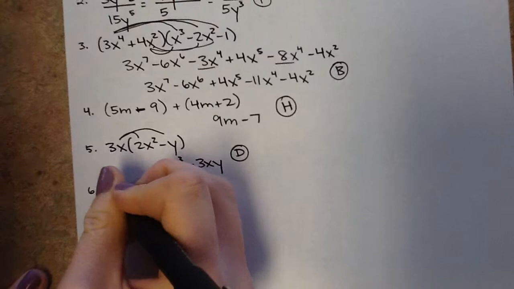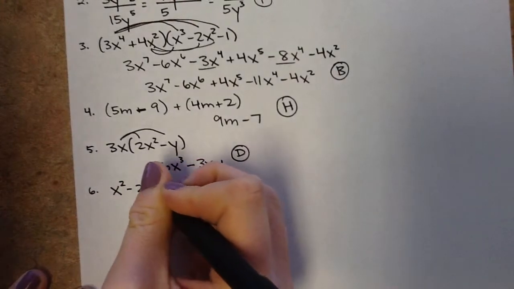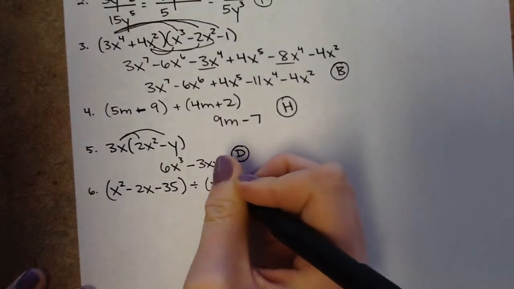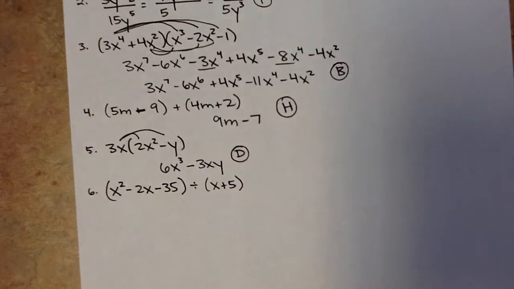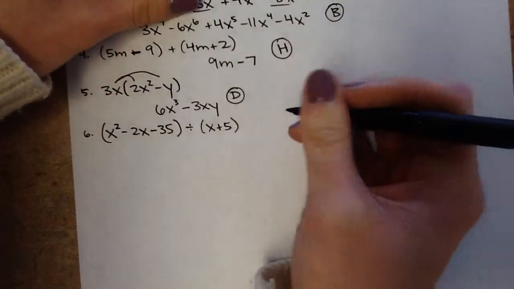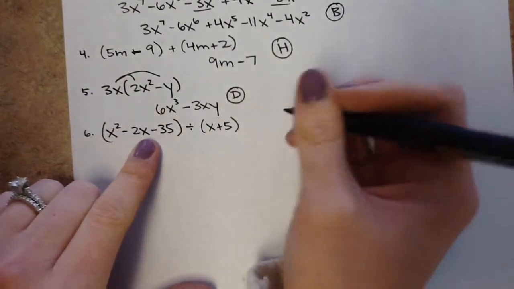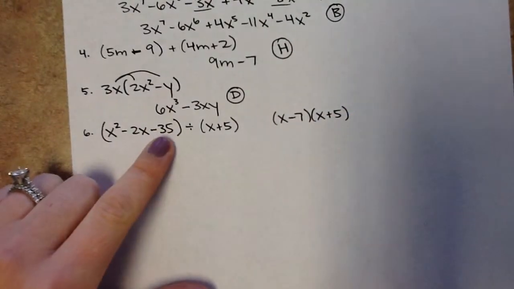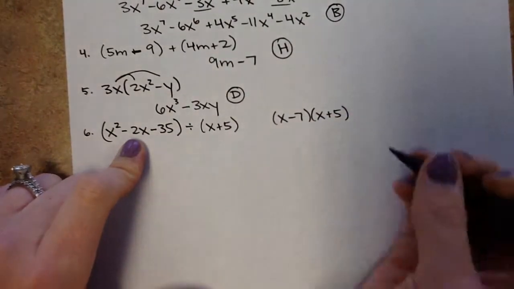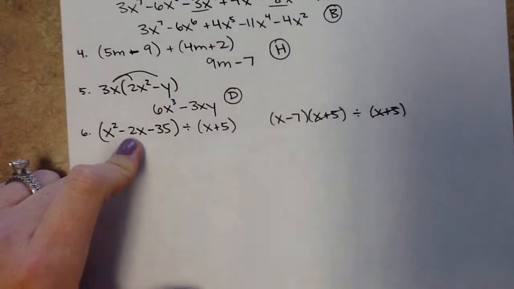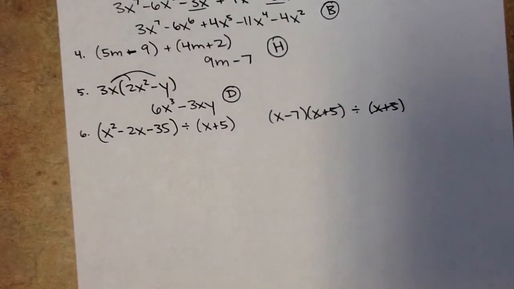Okay, number 6, simplify this up. Okay, so we have a lot of different options here. We could do long division, we could do synthetic division, we could even do some factoring and canceling sort of thing. Let me show you the factoring way. So if we take this right here and factor it down, we get x minus 7, x plus 5. That's what multiplies to negative 35 and adds to negative 2. Then if I divide it by x plus 5, we just cancel out this common x plus 5, and so I'm left with x minus 7. That's one way to do it.